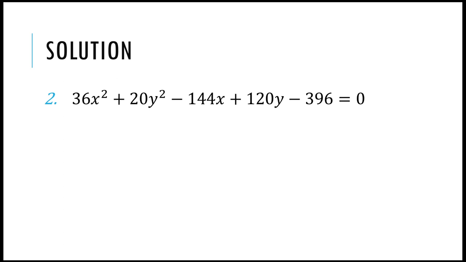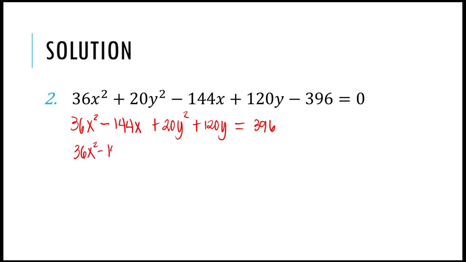As you can see, for example number 2, we have a general equation. We have to rewrite it. So the first thing to do is, of course, collect common terms and complete the square. So, 36x squared, I'm just rearranging it, plus 20y squared plus 120y. And let's transpose negative 396 to the right. We have positive 396.